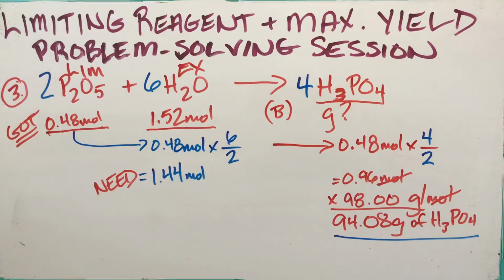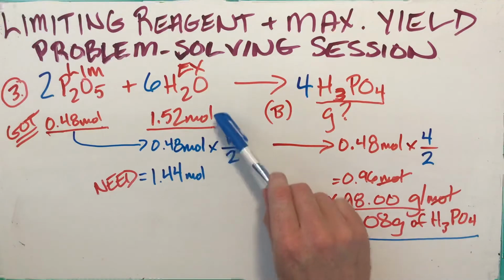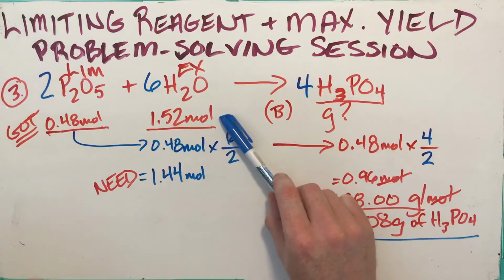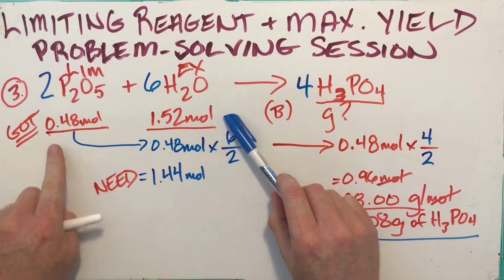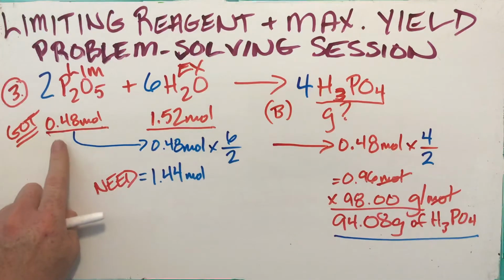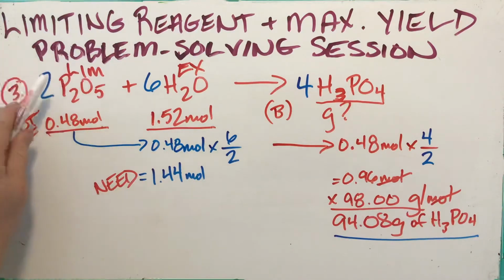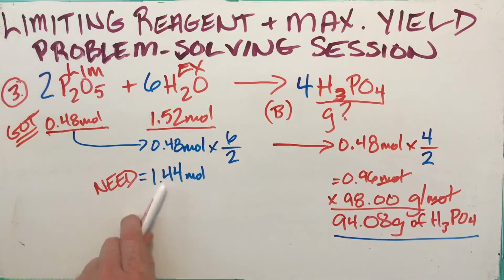Now, what I'm going to do is look at my water. This is how much I started with, and this is how much I needed to react all of this. To get rid of all my limiting reagent, because we figured out that this is the limiting reagent, I need 1.44 moles.